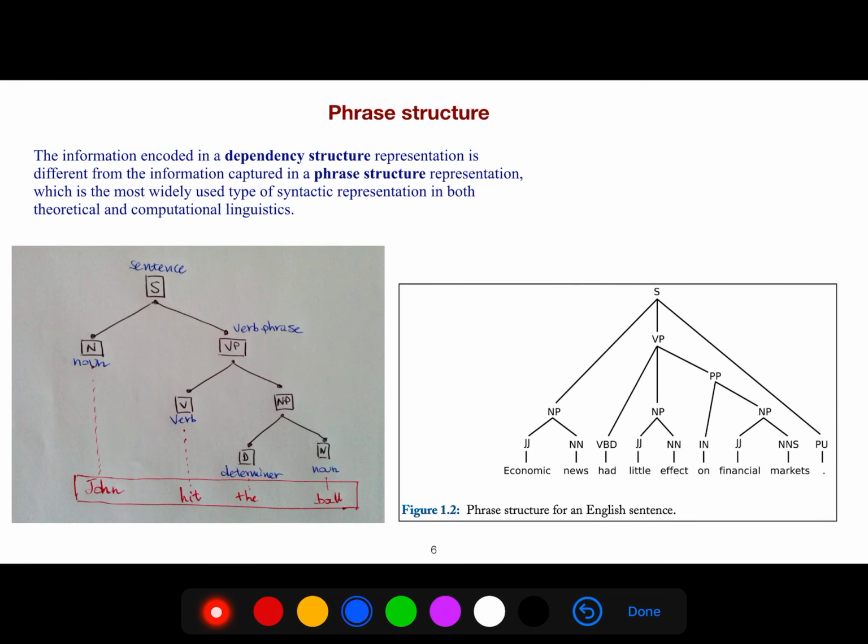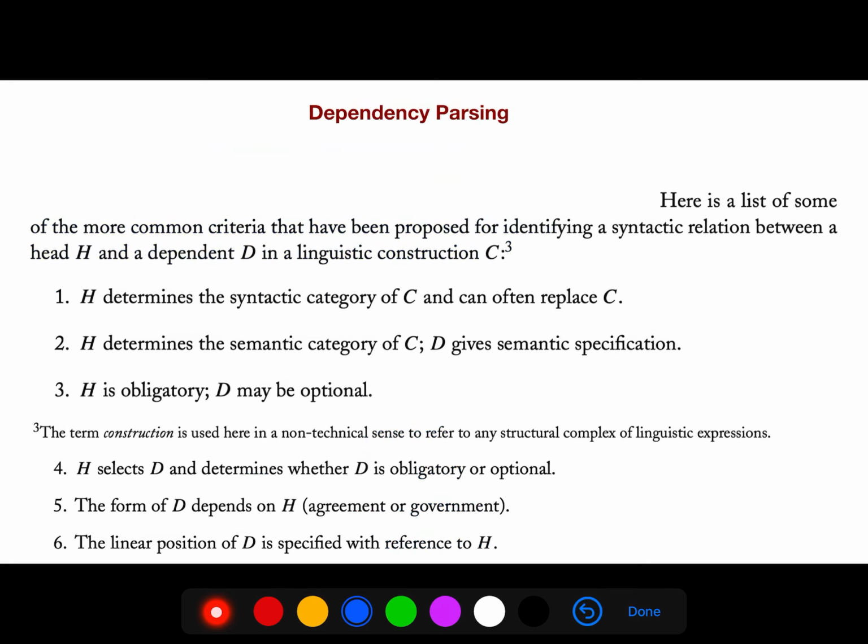And this is a phrase structure. The information encoded in a dependency structure is different from the information captured in a phrase structure. So we are not talking about phrase structure, although it's really important in computational linguistics, but for slightly different purposes. I just want to talk about dependency parsing.